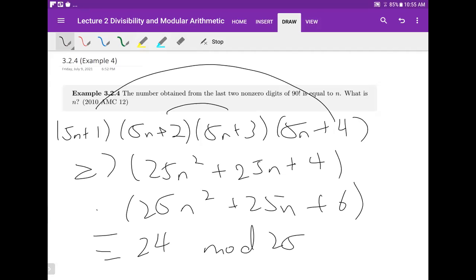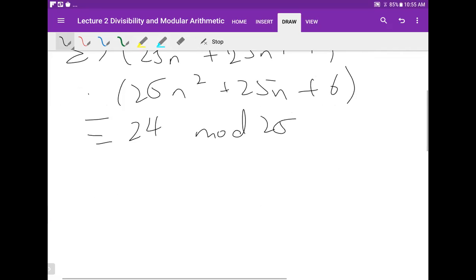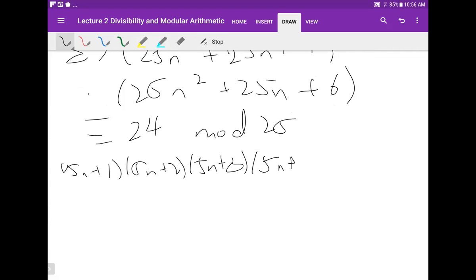And then we know that n is an integer, right? So essentially, what we have here is that (5n+1)(5n+2) + 5n(5n+3)(5n+4) is always going to be equivalent to -1 mod 25, right? Because 24 is equal to -1 mod 25 as well, and where n is an integer.